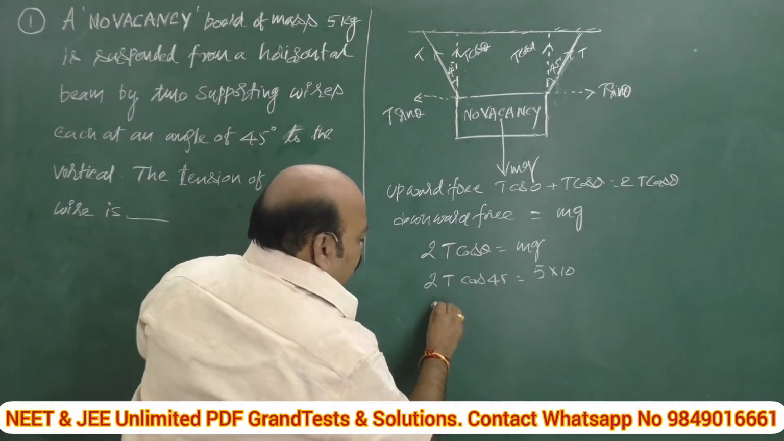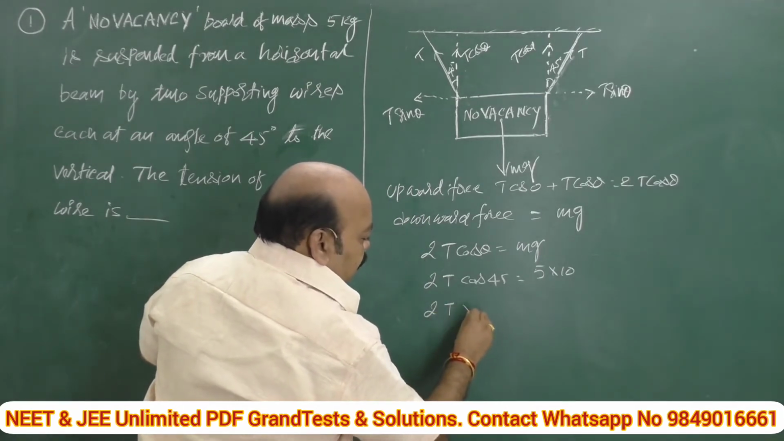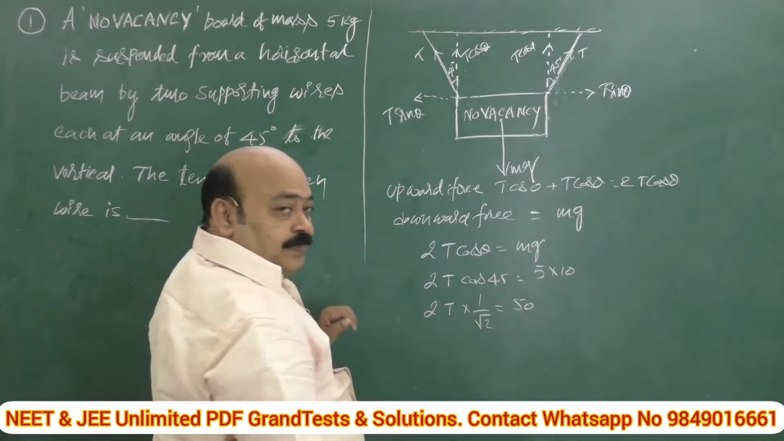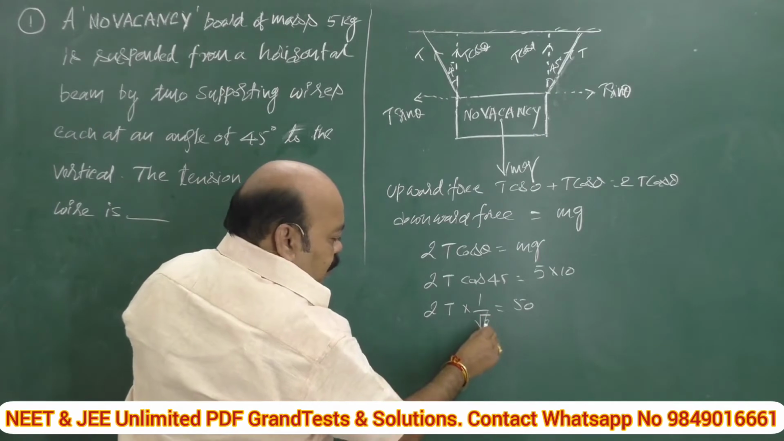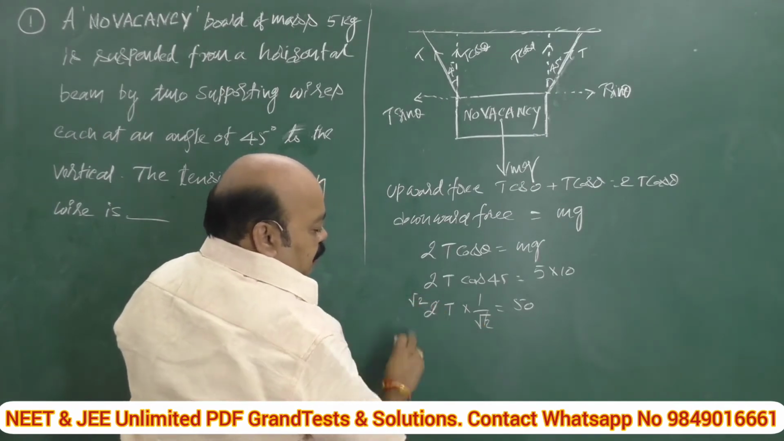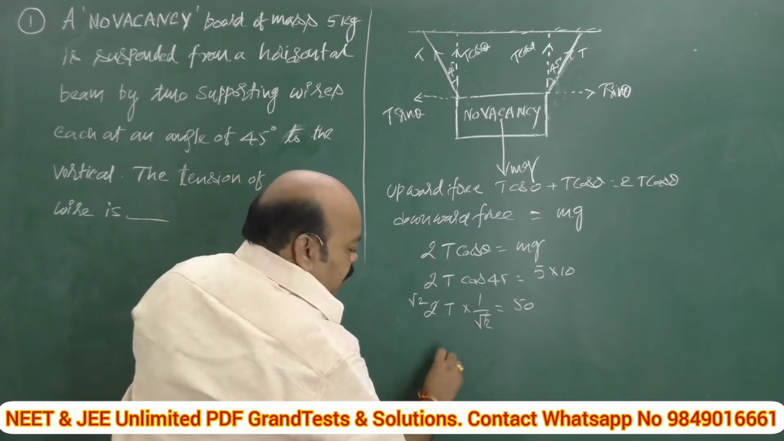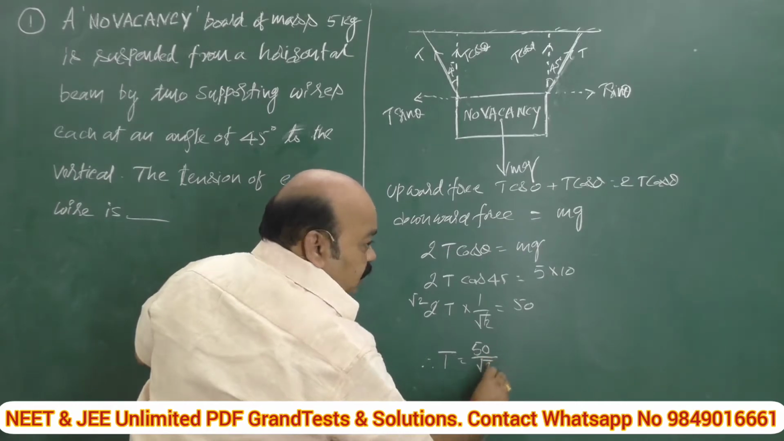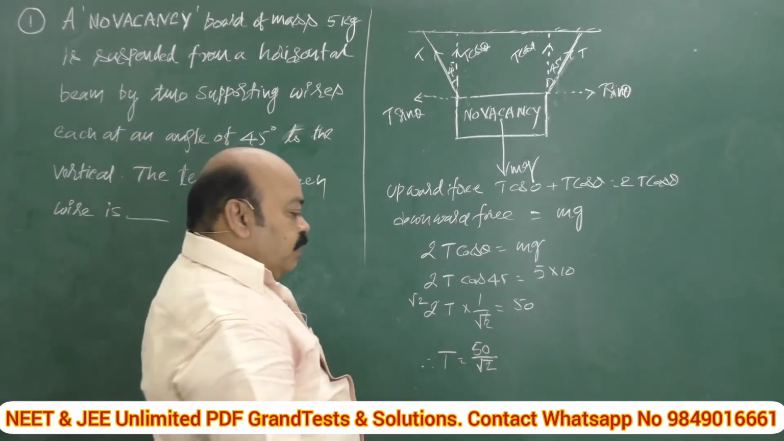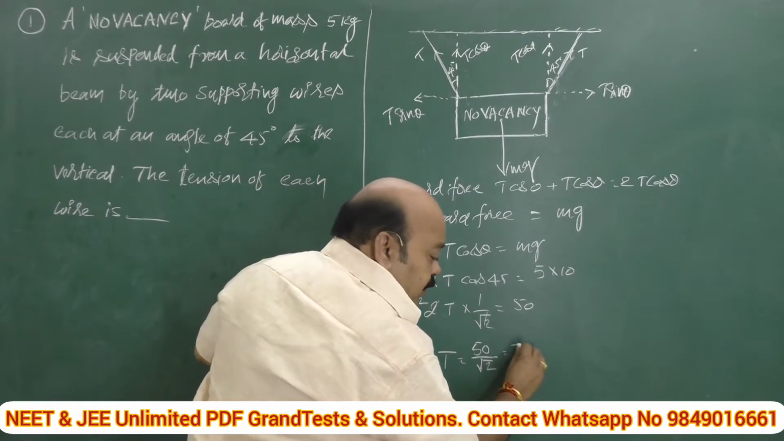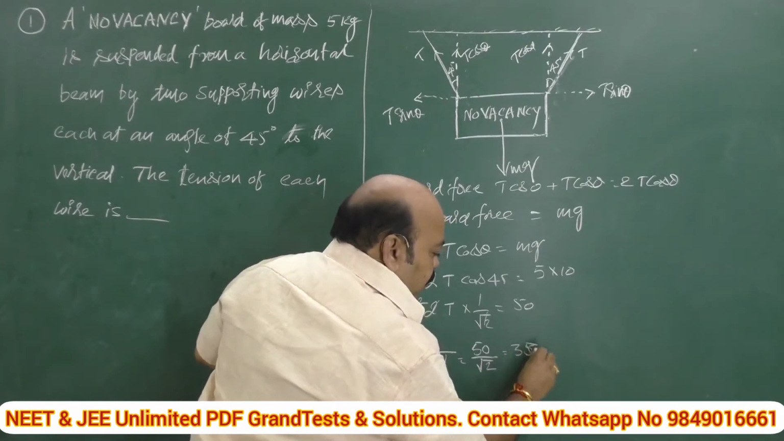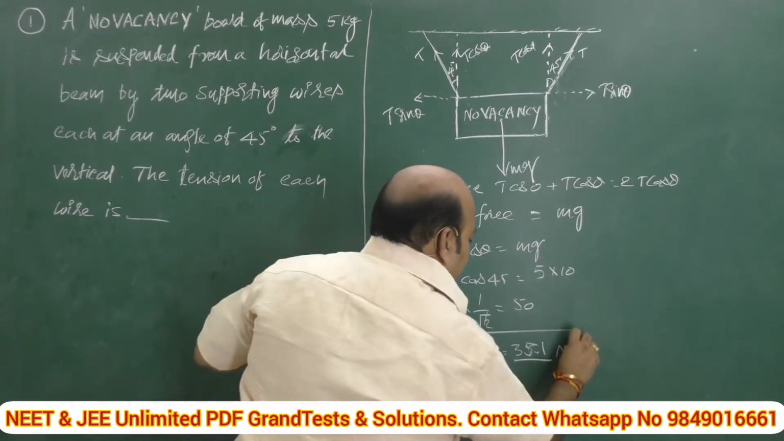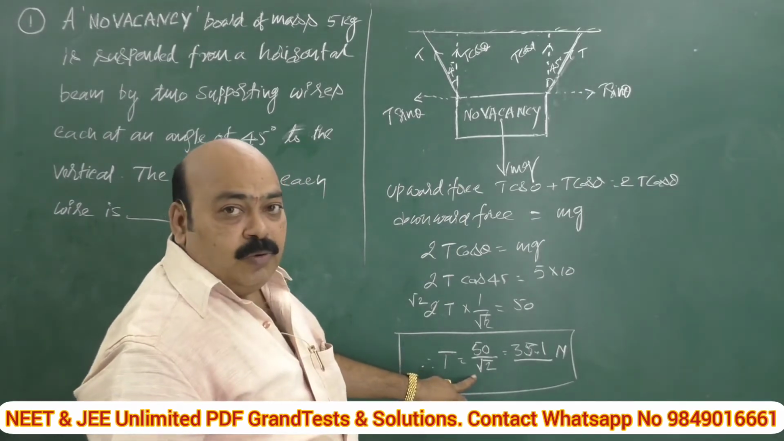Fine, it is nothing but 2T cos 45, nothing but 1 by root 2, is equal to 50. Then the root 2 and this 2 get cancelled by root 2 times. Root 2 into T is equal to 50, therefore tension T is equal to 50 by root 2. By substituting the value, this is noticed as 35.1. Since it is a tension, you express it in terms of Newton.